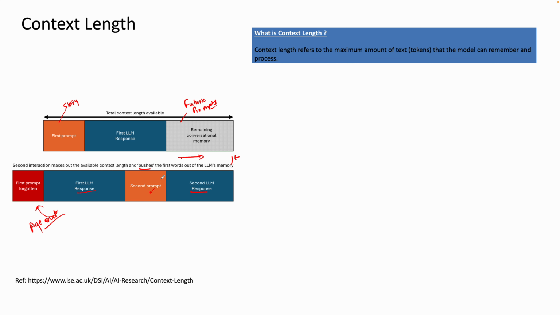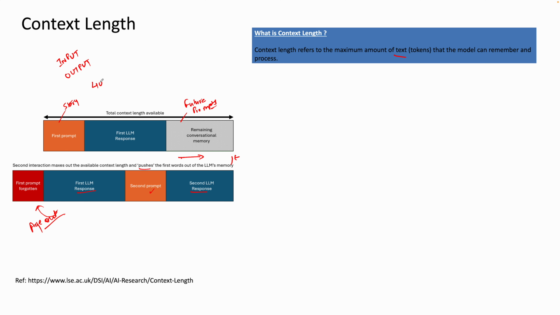Now the question is, what is the definition of context length? Context length refers to the maximum amount of text. Remember, with LLMs, text is always broken into tokens, right? So it is the maximum amount of text or tokens that the model can remember and process. And it's very important that it's a sum total. Remember that this is always a sum total of the input and the output tokens, right? Always a sum total of input and output tokens.